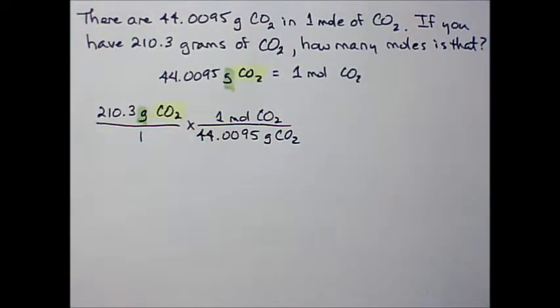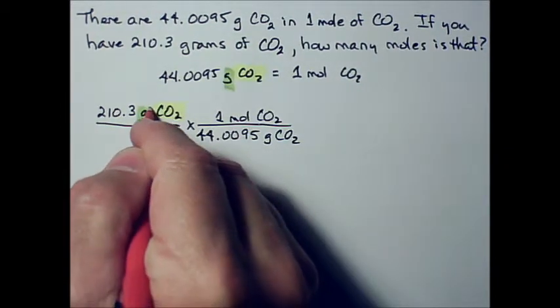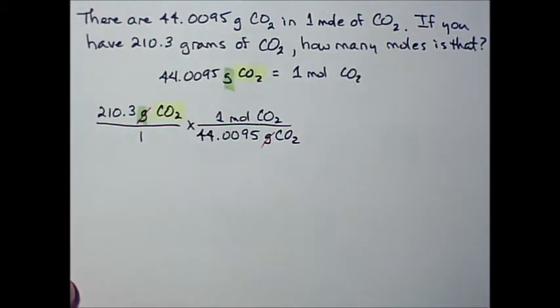Okay? All right. So what we want to do now is to cancel units and species in the same way that you cancel x's and y's in algebra. So the grams cancel out. What else cancels?